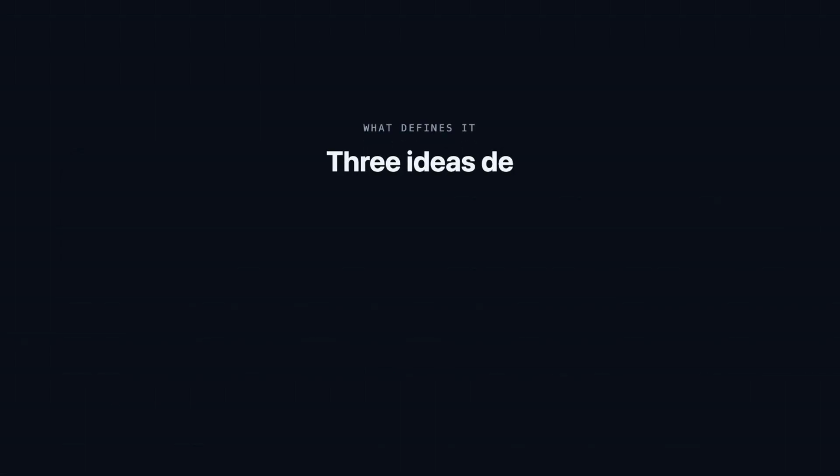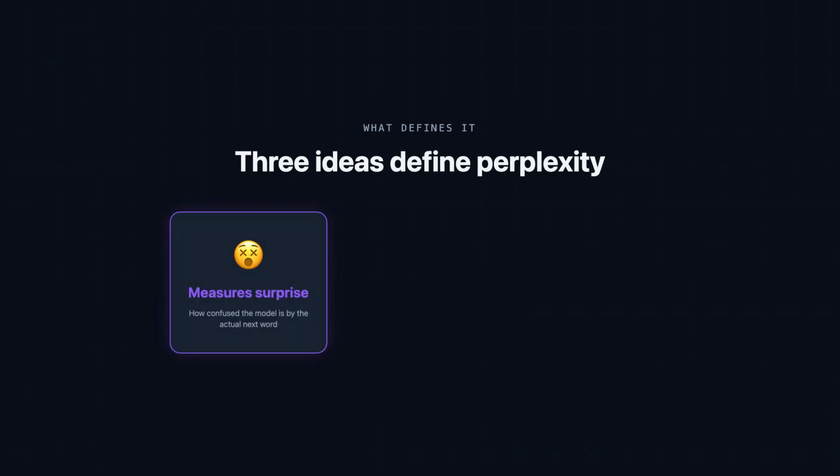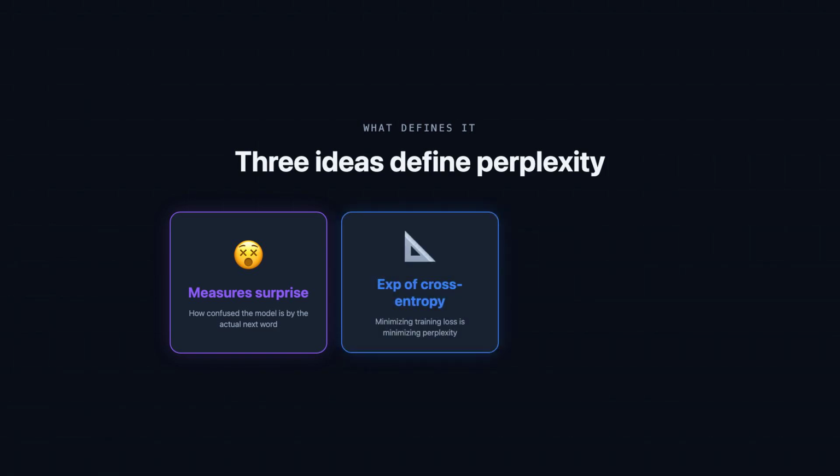Strip it back, and three ideas define perplexity. It measures the model's surprise. Perplexity captures how confused a model is by the actual next word, on average, and you can read it as the effective number of choices it is torn between at each step. It is the exponential of cross-entropy. Because cross-entropy is exactly the average negative log probability the model gives the true words, pushing the training loss down is one and the same thing as pushing perplexity down.